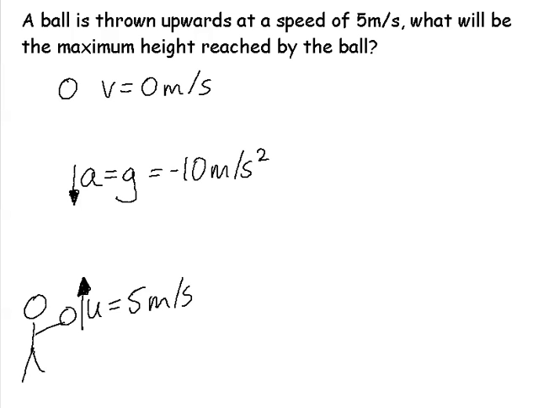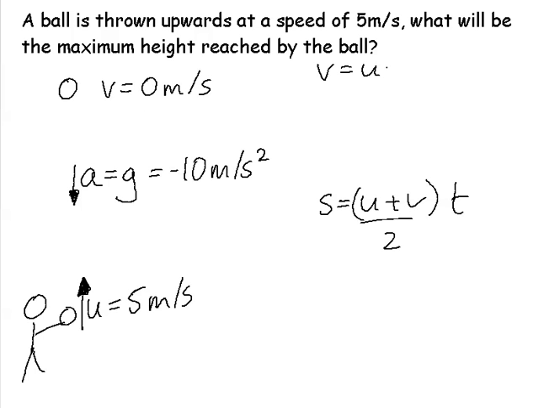We then have to find the maximum height. We don't have an equation for height. We have one for displacement, which is S equals (U plus V) divided by 2, times t, just the average velocity times time. However, we need the time for this equation. So we have to do this question in 2 steps.